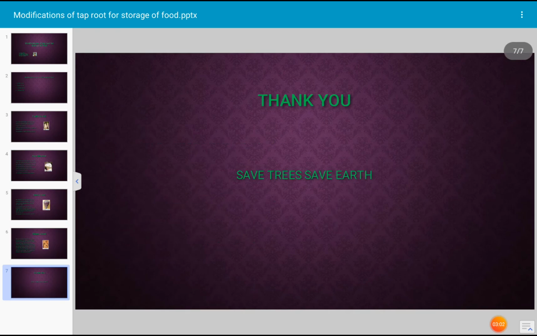All these are the modifications of taproot system made for storage of the food.